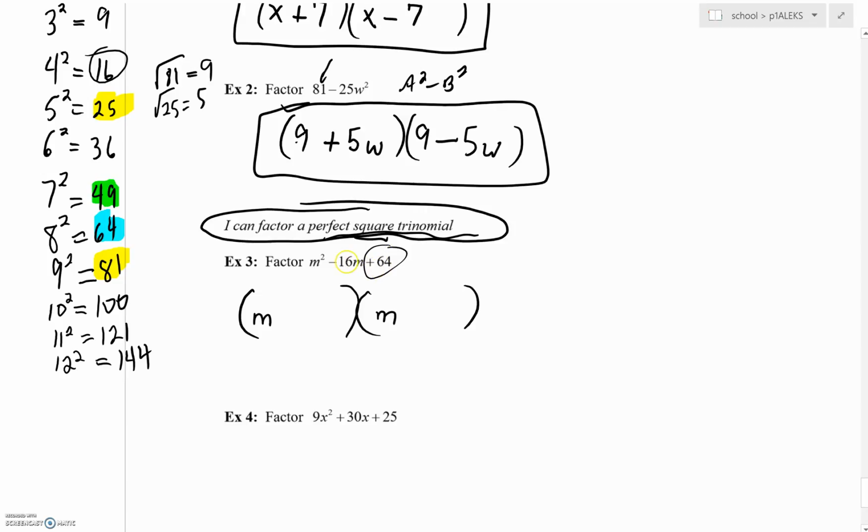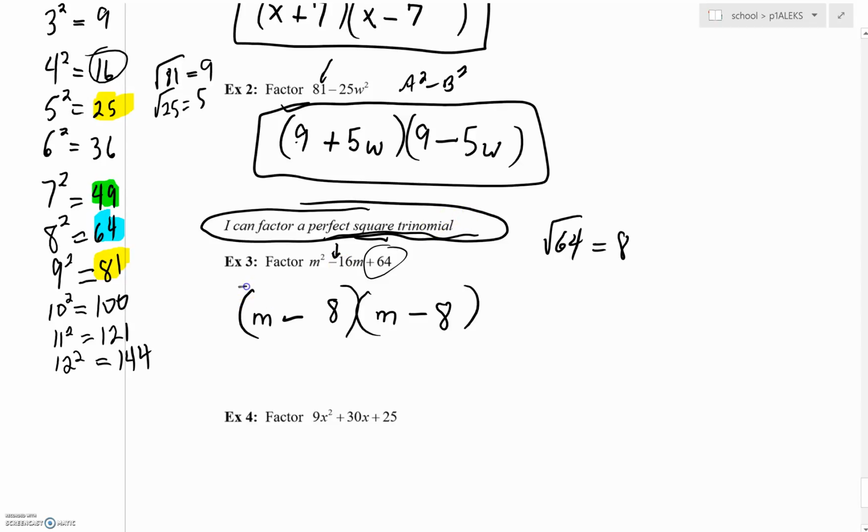Now the square root of 64, I hope we know, is going to be an 8. And that means I can put an 8 here and an 8 here. But being identical means that they won't have different signs. You won't have one being plus and one being minus. In the middle here, you can see that you'd have a minus. That's the huge hint to just write the minuses right in there.